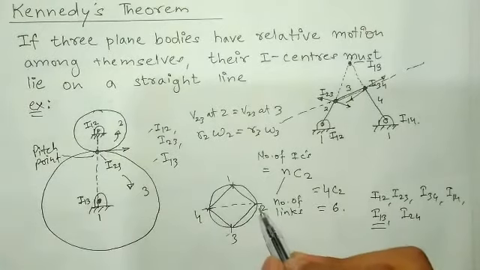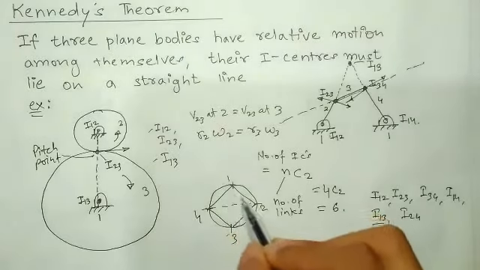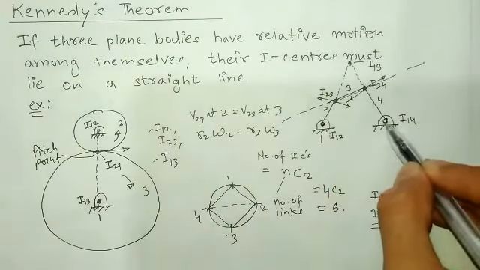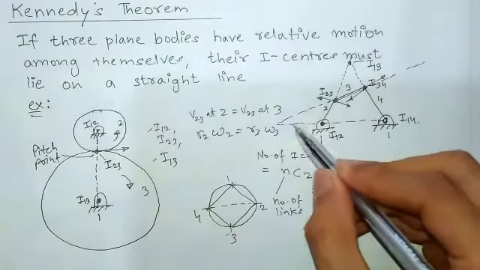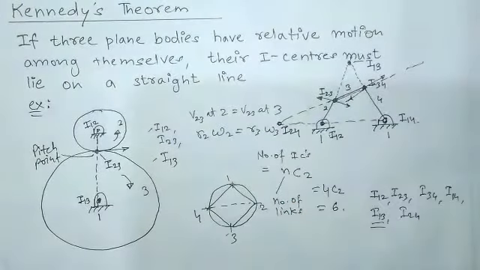What is another path of going from 2 to 4, which is 2 to 1, 1 to 4, or 1 to 1, 4. 1, 2 is here, 1, 4 is here. Wherever both the lines intersect, that would be I24.